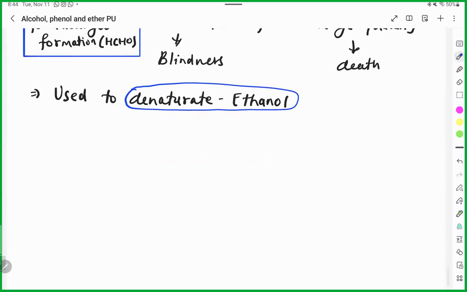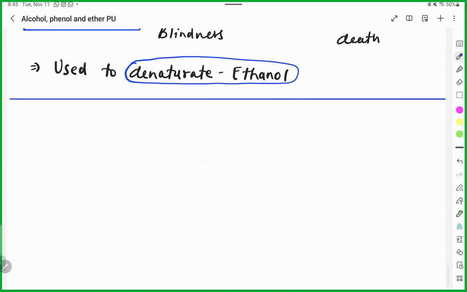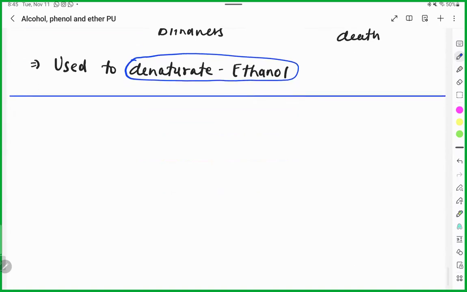Last topic, and then we'll be done with alcohol and phenol completely. Like 90% of the chapter will be over. Ethanol. Have you ever tasted it? No, sir, never.